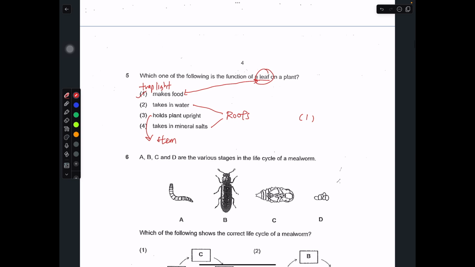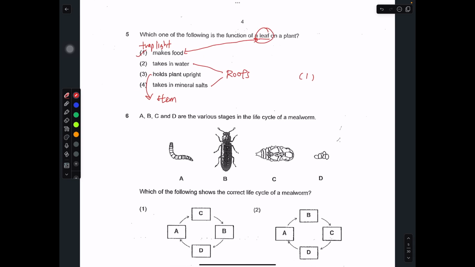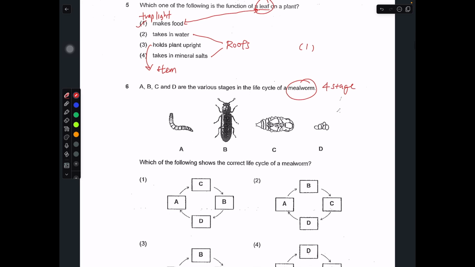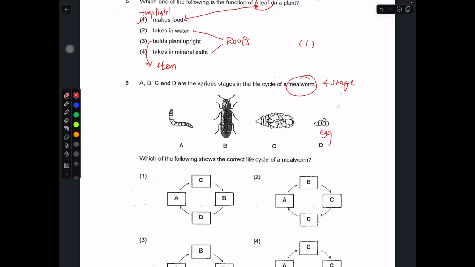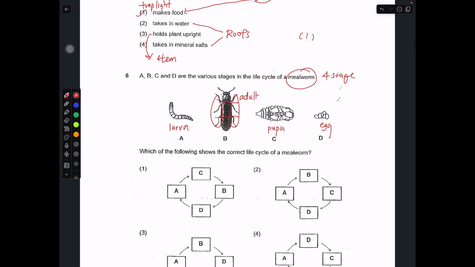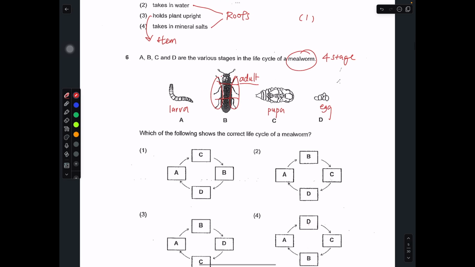A, B, C, D are various stages in the life cycle of a male worm. So the insect itself has 4 stages in its life cycle, and the first stage will probably be your egg, followed by your larva, which A is trying to show you. C is your pupa. B is your adult stage, because you can see the 6 legs and 3 body parts, which is a very characteristic feature of an adult.